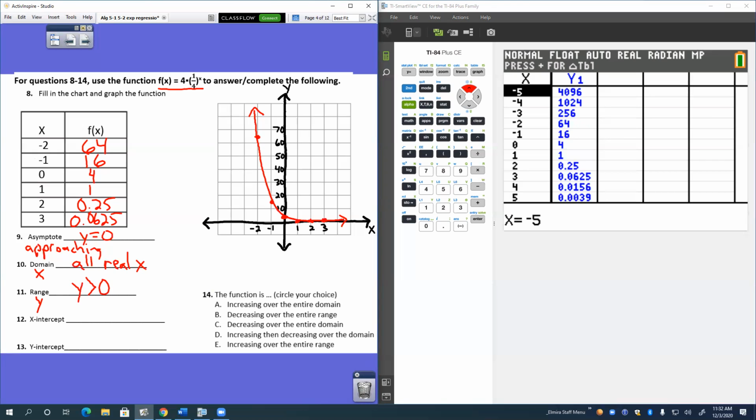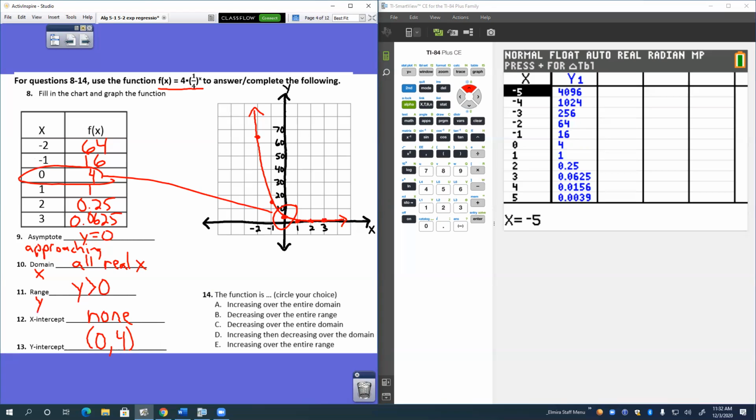Your x-intercept, where does it cross the x-axis? It doesn't. So there is none. The y-intercept, where does it cross the y-axis? It crosses the y-axis right here, which is this point, 0, comma. It always starts off with 0, comma. So this is 0, comma 4.